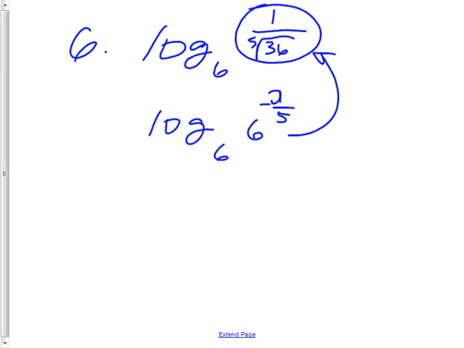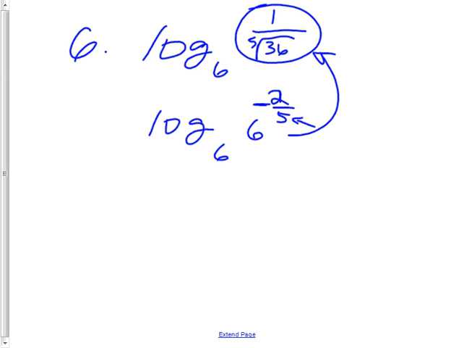-2. It's a 2 there. Why? Because now if I go 6 squared, it'll equal 36. And the negative makes it flip, and the 5 makes it be the right root. But why couldn't you just have 1?